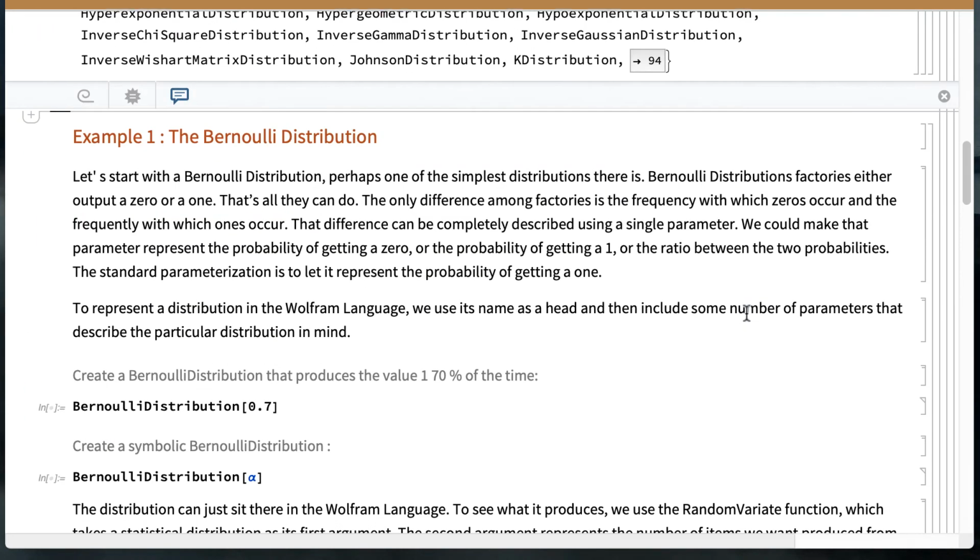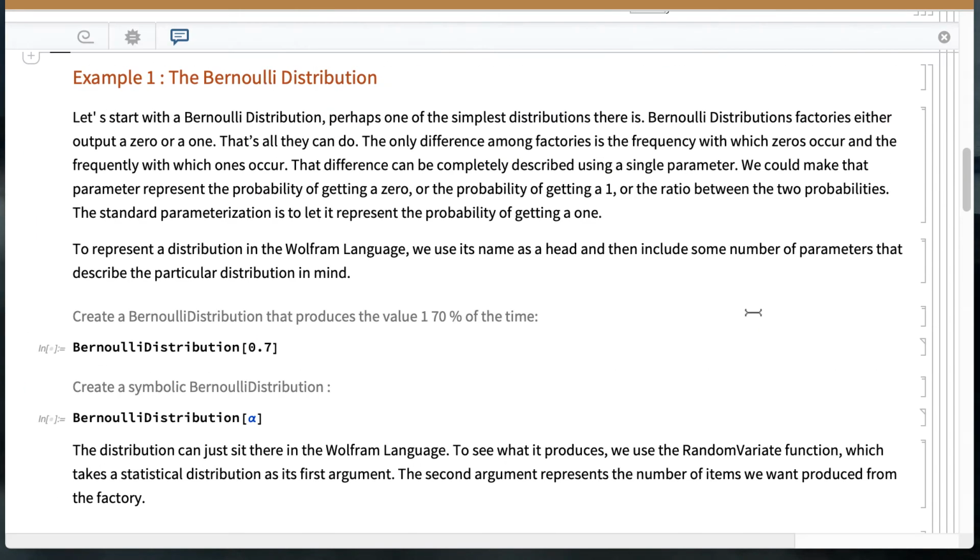So let's start with what I think is the simplest distribution of all, which is the Bernoulli distribution. The Bernoulli distribution is basically a coin flip. It produces either a 0 or a 1, although the coin can be biased. It doesn't always have to be 50% heads and 50% tails. So it could be 70% heads or 40% heads, whatever you want. But what the Bernoulli distribution does is it produces zeros and ones.